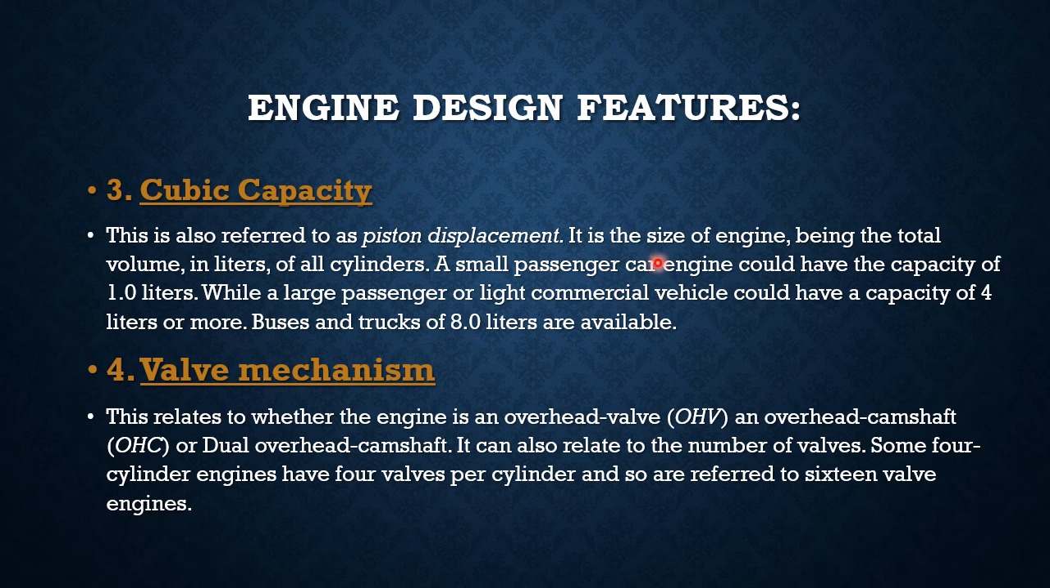Cubic capacity refers to the size of the engine. Passenger vehicles mostly used are of up to 2000 cc. The jeeps can be above 4000 cc or more.